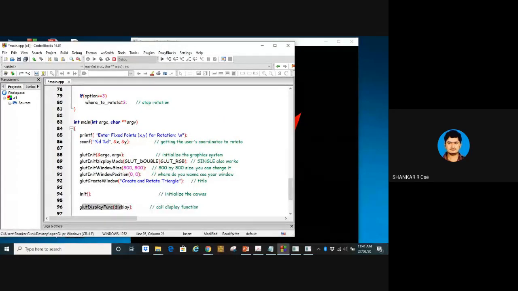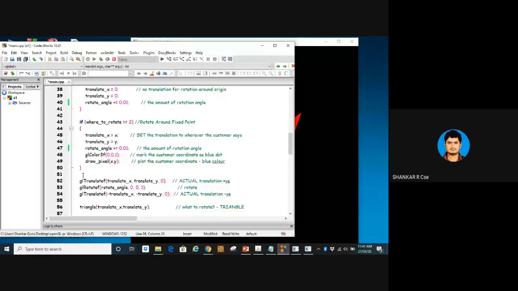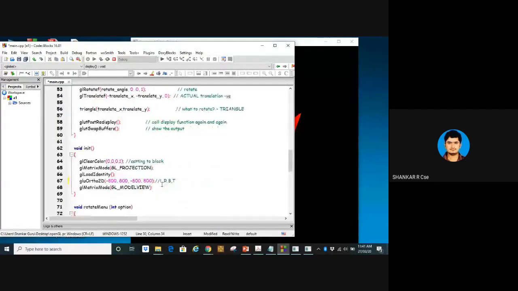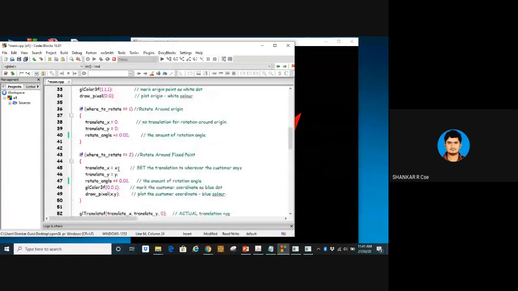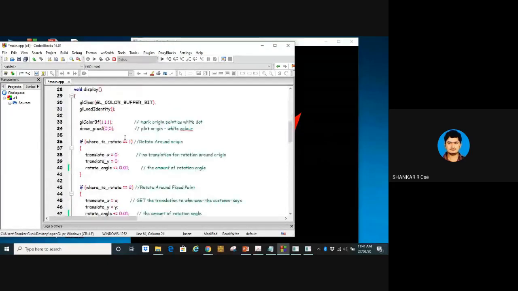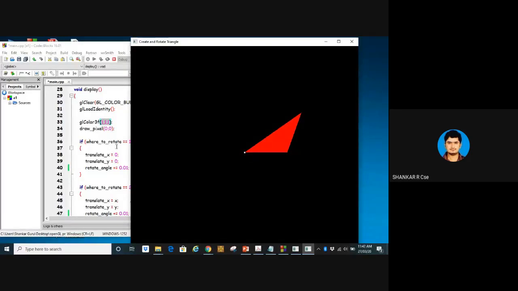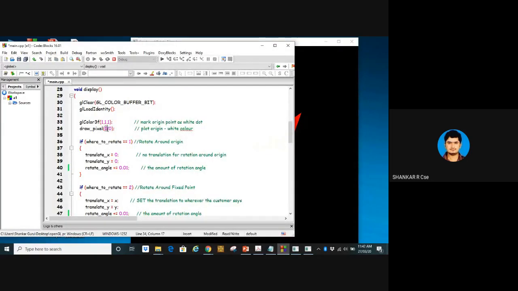Now let us come to display func of display. Now display func of display is here. Here, color buffer bit. So whatever you have set here, 0 0 0, to display it, apply it. Load identity means the original position, you load it. Color 3f, F R G B, that is red, green, blue. Take equal proportions, you will get white color. White color means this one, this pixel. I have not drawn it yet. So draw pixel 0, 0.